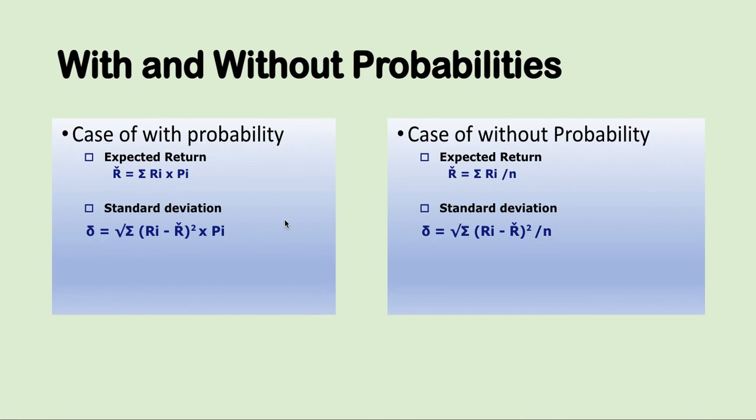Now let's continue with the case of without probability. If you can see here, the formula is quite similar. For the case of with and without probability, only the back part is different. For the expected return, if there is probability, you multiply by PI. If there is no probability, we just divide by N, which is the number of observations. Next, for the standard deviation, it is the square root of the sum of Ri minus R cap squared, the same as before. Here we divide by N, the number of observations.